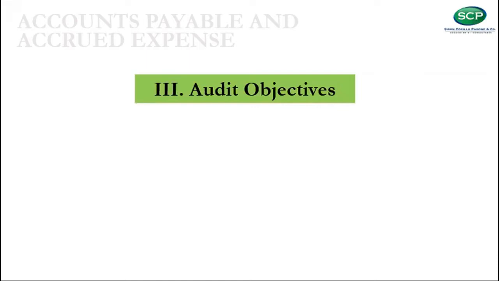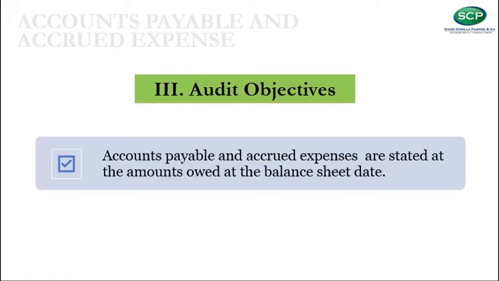Another audit objective is to ascertain that accounts payable and accrued expenses are stated at the amounts owed at the balance sheet date. As we have mentioned earlier, the initial measurement for accounts payable and accrued expenses differs based on the accounting framework used by our clients.